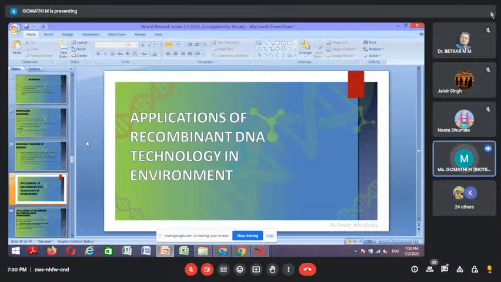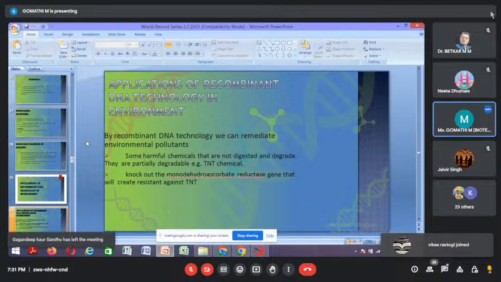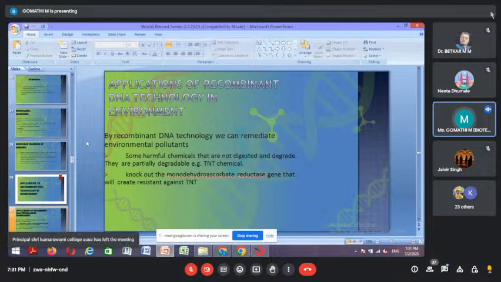Moving on to applications of recombinant DNA technology in the environment. By rDNA technology, environmental pollutants can be eradicated. Some harmful chemicals that are not digested or degraded can be made partially degradable using this technology. One example is the knockout of the monodehydroascorbate reductase gene, which creates resistance against trinitrotoluene.